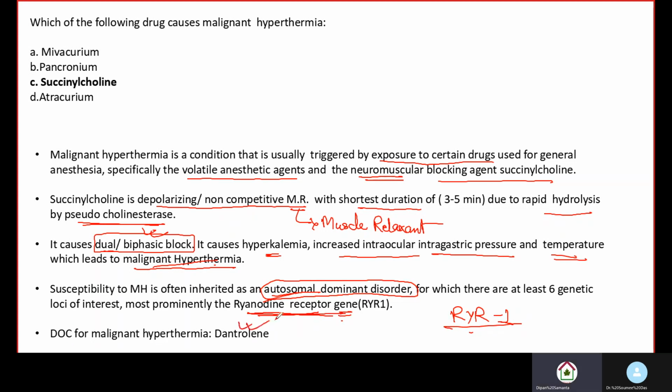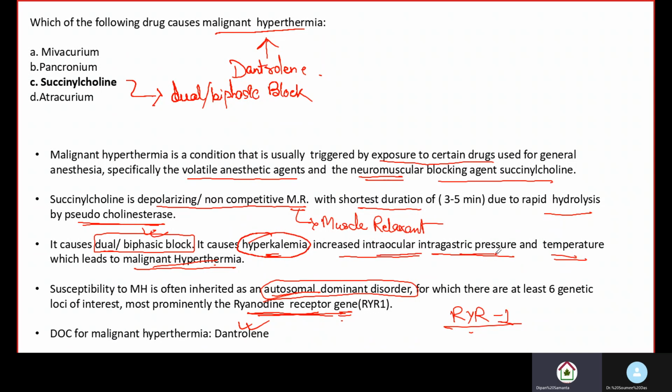The DOC of malignant hyperthermia is dantrolene, very important. Succinylcholine works by dual or biphasic block, causes hyperkalemia, increased intraocular and intragastric pressure and temperature, leading to malignant hyperthermia. It can be of genetic origin also, an autosomal dominant disorder in that case. Okay, so that's it about succinylcholine.